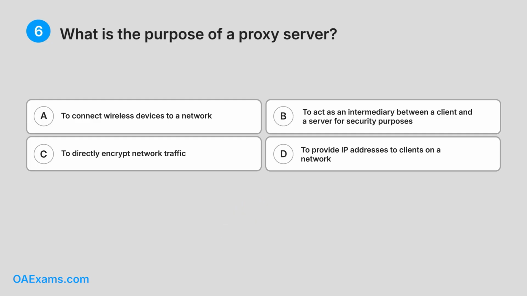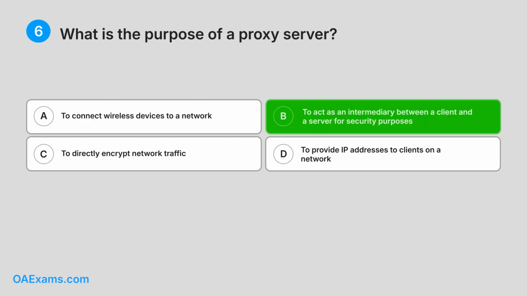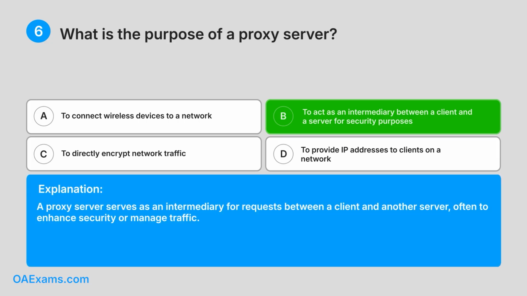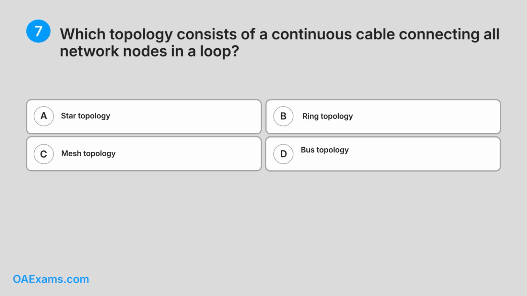Correct answer. B. To act as an intermediary between a client and a server for security purposes. Explanation. A proxy server serves as an intermediary for requests between a client and another server, often to enhance security or manage traffic.